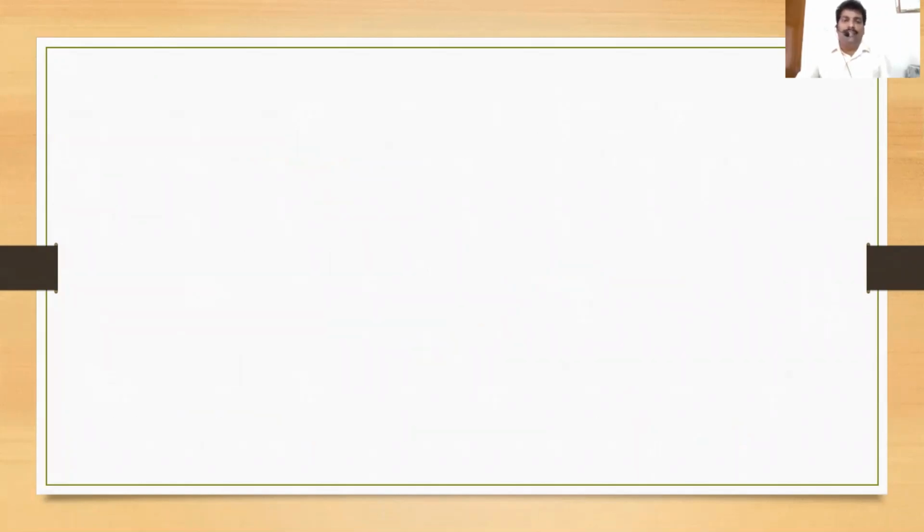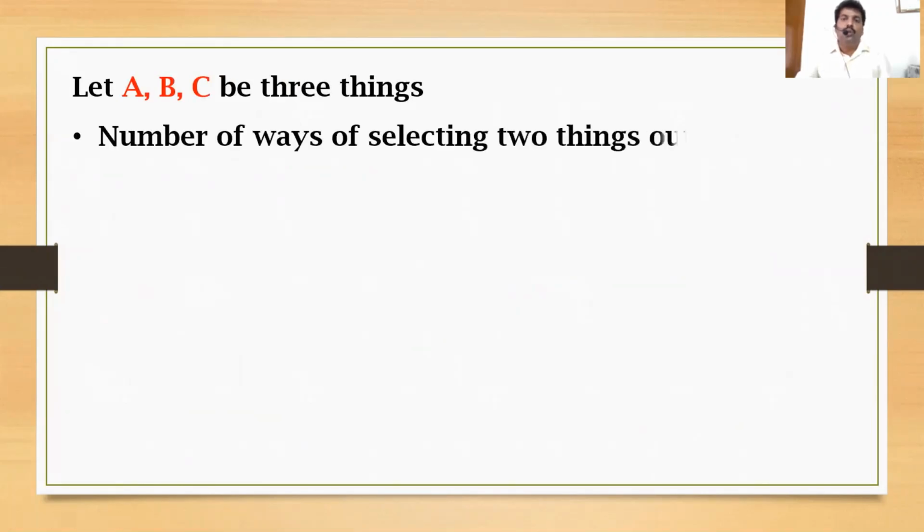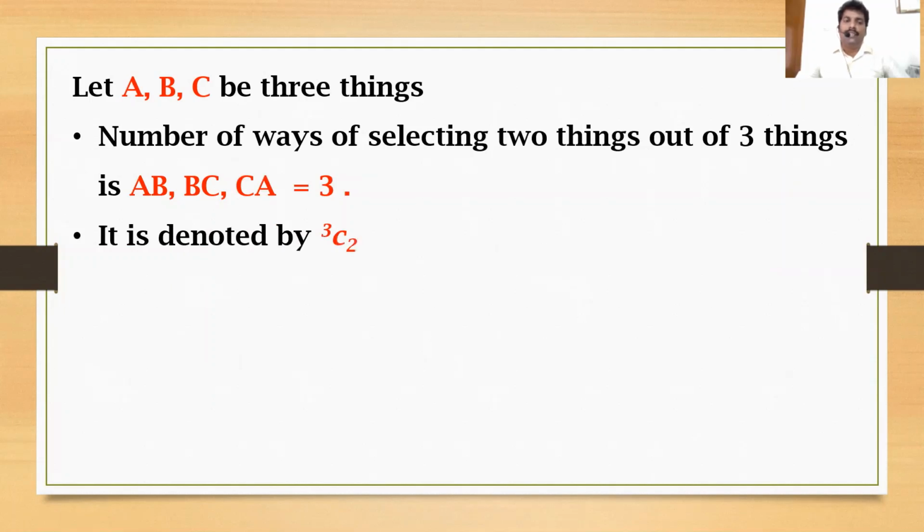Take an example. Let A, B, C be 3 things. The number of ways of selecting 2 things out of 3 things is AB, BC, CA. That is 3 ways. It is denoted by 3C2. Here 3 indicates the number of given things A, B, C. Here 2 indicates that out of 3 we are selecting 2 at a time. So 3C2 means out of 3 things selecting 2 things. Here C indicates combination. Combination means selection of objects.